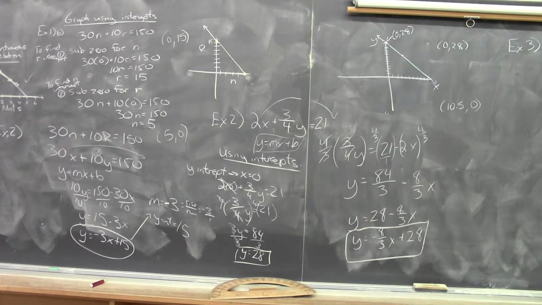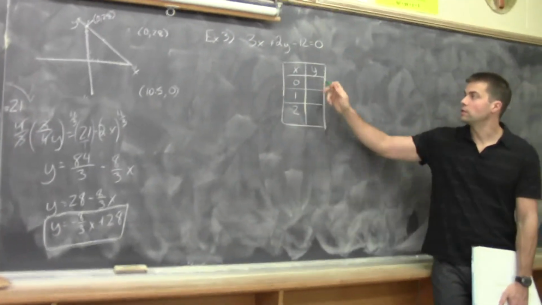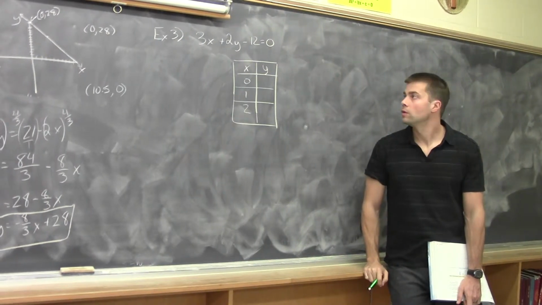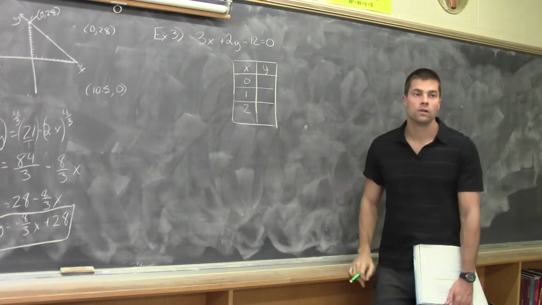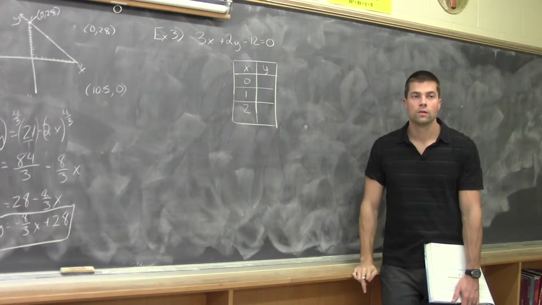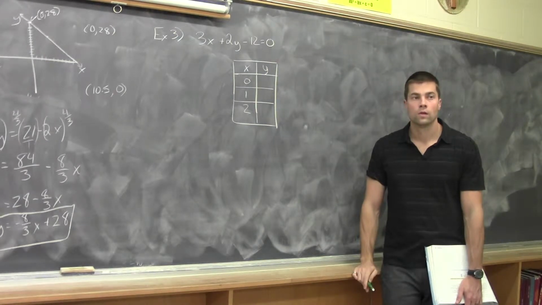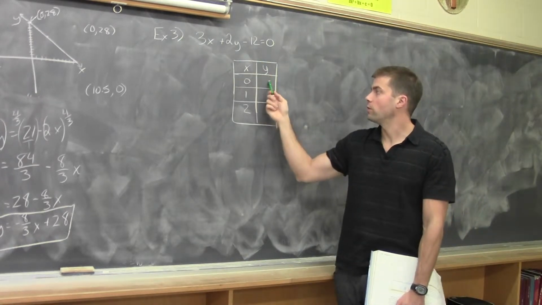All right, example 3. It says complete the table of values for 3x plus 2y minus 12. So what am I going to do here? Michael, right there. What am I going to do? It says complete this table of values. What do I do? How do I find this y value? It's not a trick question. I have to do something with this x. What am I going to do to find out what this y is?